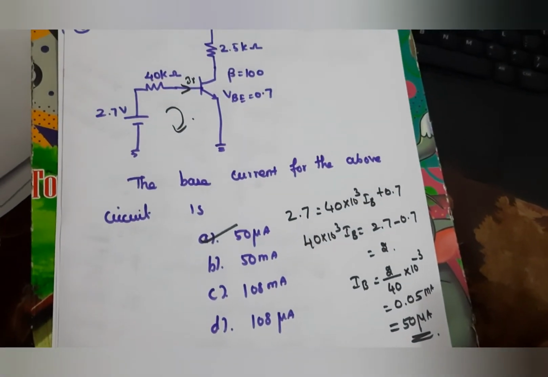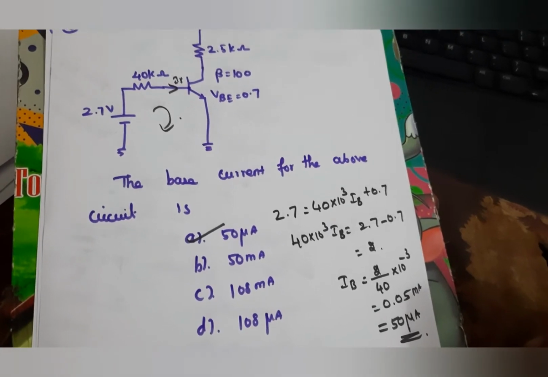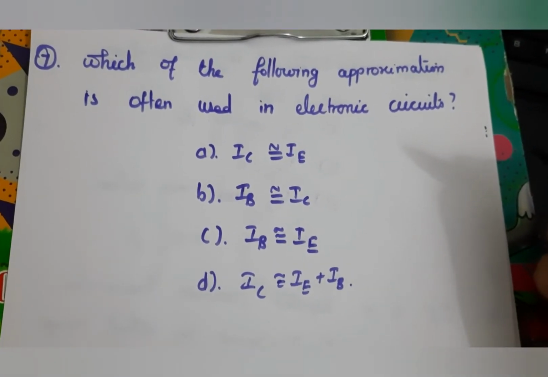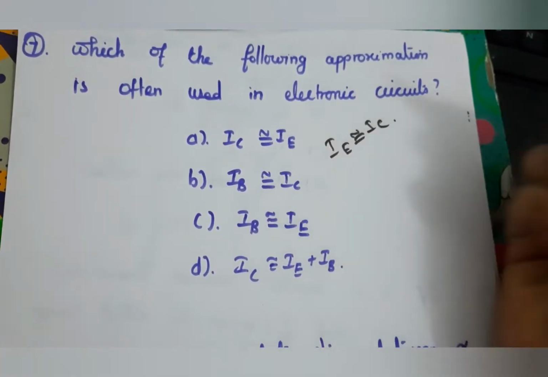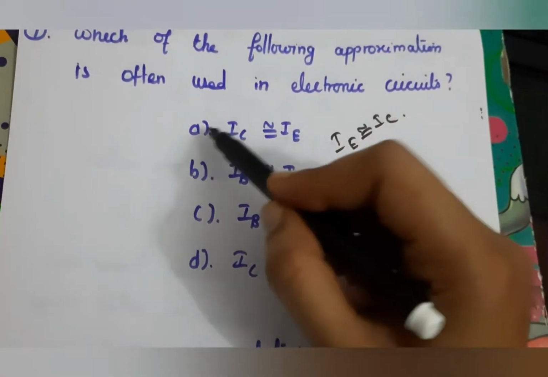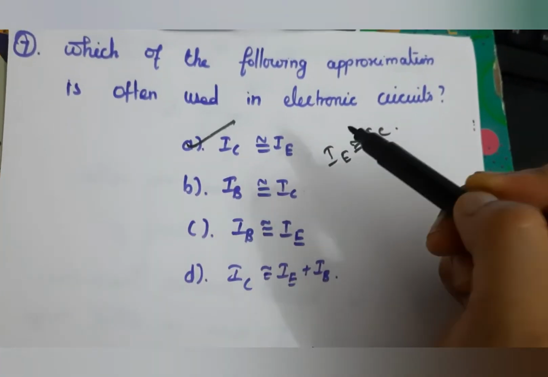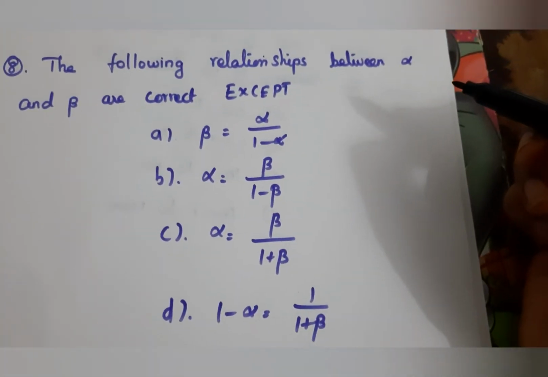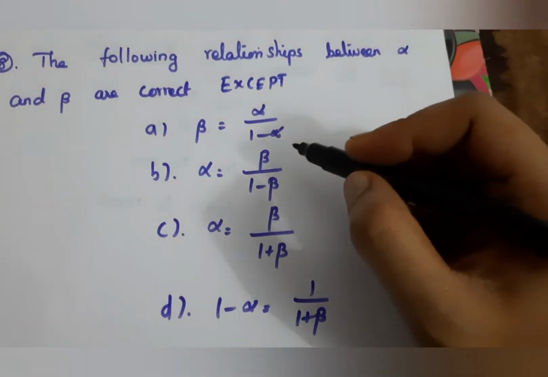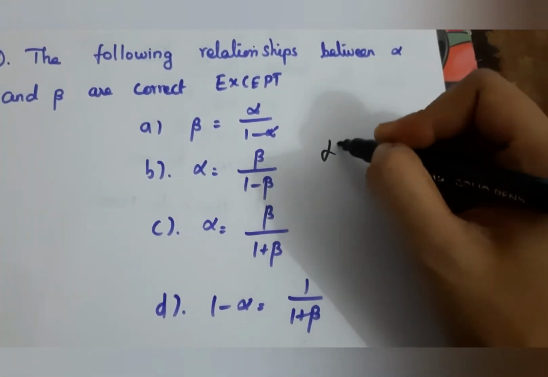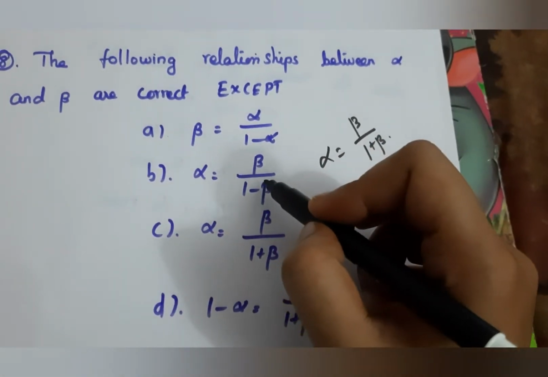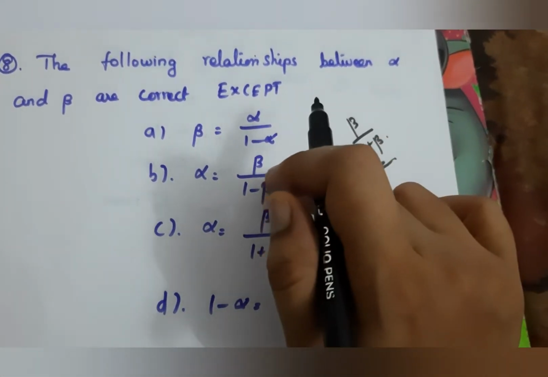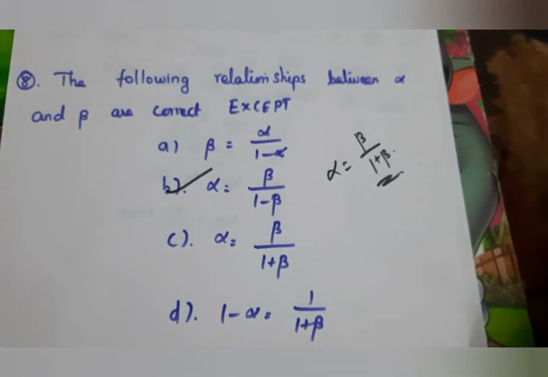And this is a question from TRB 2017. Which of the following approximations is often used in electronic circuits? That is IE approximately equal to IC. So here the approximation is IC approximately equal to IE. Answer is A. Next one: the following relationships between alpha and beta are correct except. The wrong relation is alpha equal to beta divided by 1 plus beta. So this one is correct and this one is wrong. Among these, this is the wrong statement. So here the answer is B.